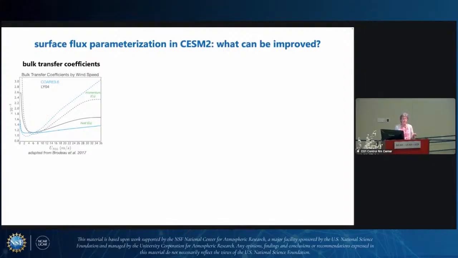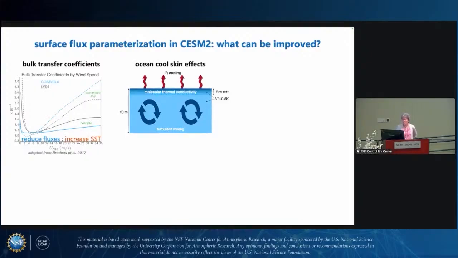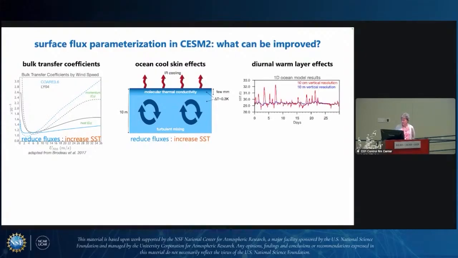But the CORE algorithm has two additions that we are also implementing. One is the ocean cool skin effect. Molecular thermal conductivity limits, it actually reduces the upper few millimeters of the ocean surface temperature by about 0.3 Kelvin compared to just below this very thin layer. The second one is the diurnal warm layer effects. Now, Large and Caron actually implemented this in CESM1, I believe, when the ocean and atmosphere are coupled once per day.